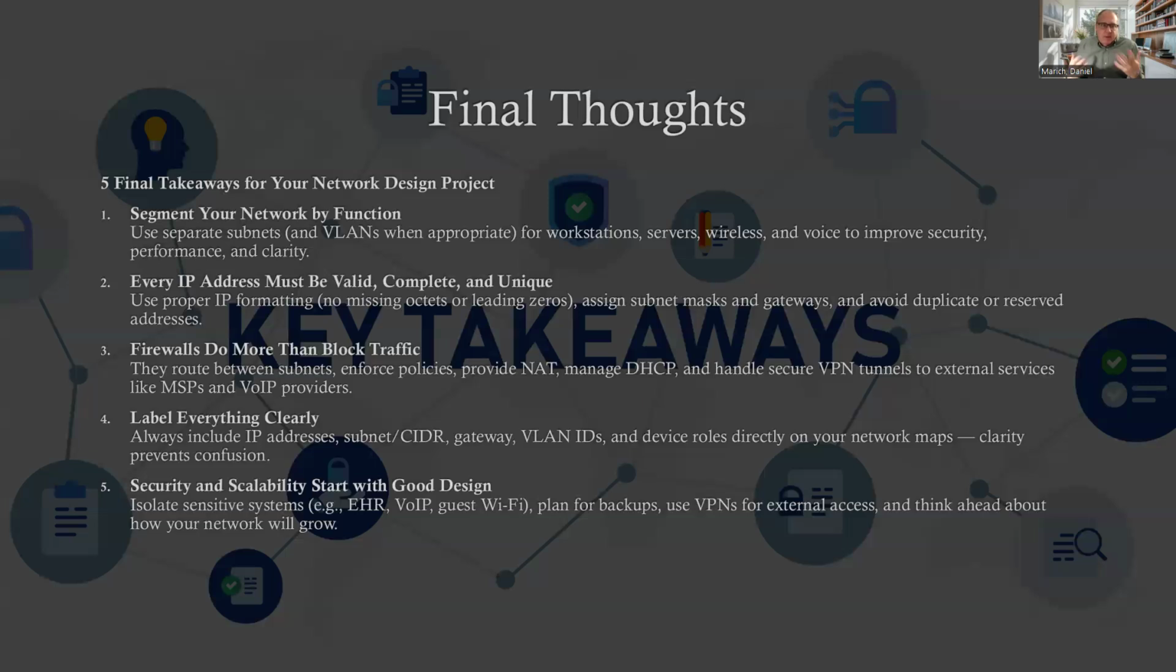Label everything clearly, right? Including your IP addresses, your subnets, your gateways, your VLANs if you use them. And then security and scalability start with a good design, right? So that's what I really want. It's a good, solid design, very basic, but it's totally functional. And if I rolled out a network based on your IP addresses and your layer 3 subnetting managed by a firewall, then it should work. So that's what I'd like to see.